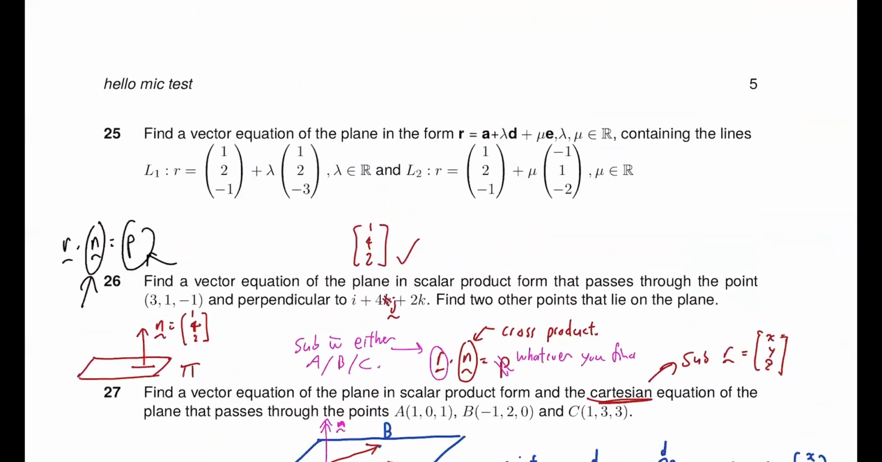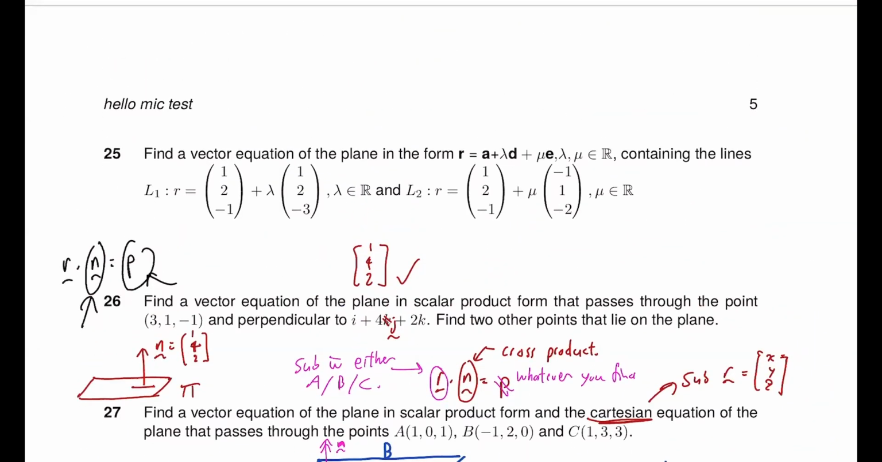Let's move on. Question 25. Find a vector equation of the plane in the form of blah, blah, blah, vector form, containing the lines L1 and L2. So it means what? It means you have a picture, must draw a picture. Here is L1, there is L2.